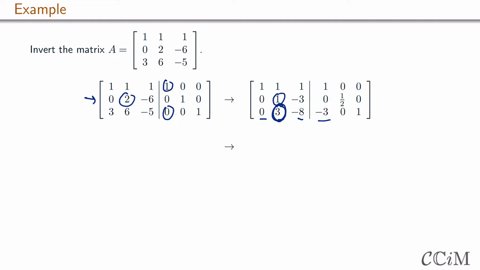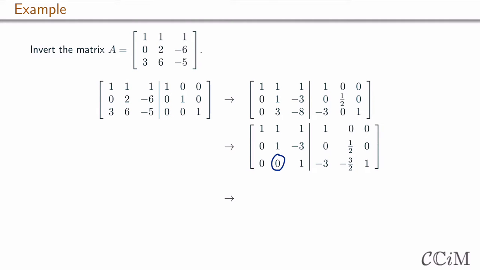So I take the third row and subtract from it 3 times the second row. This gives me a 0 in this position, and -8 minus 3 times -3, so that's -8 plus 9, that gives me this 1, and similarly over here. So now I have a matrix in row echelon form, but I also want to produce zeros all the way up here.